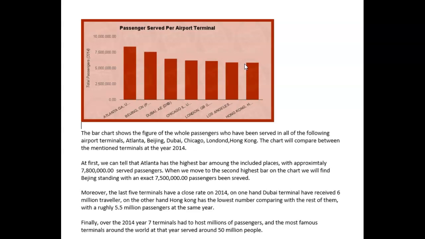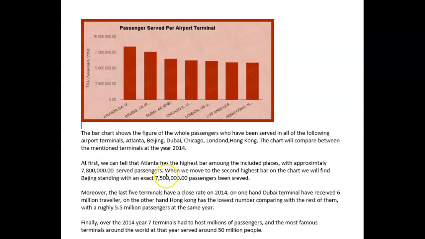Okay, so then you could talk about maybe some percentages. So you could say that this was 25% more, or actually 33% more. So you could do some things like that to extend this. All right, now some of the language in this task was a little awkward. Okay, so not "we can tell that Atlanta has the highest bar among the included places," but instead, "the terminal with the highest figure of passengers served was Atlanta with approximately 7.8 million."